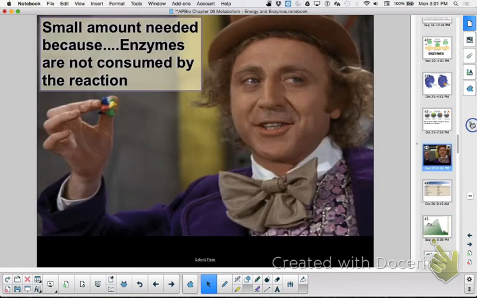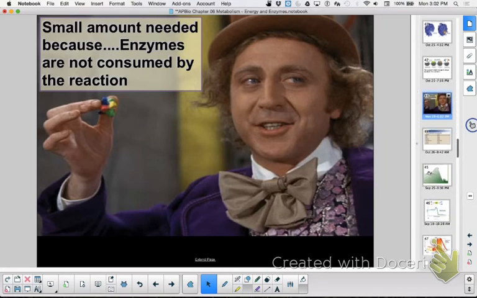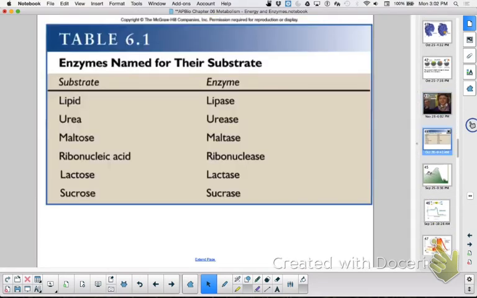We said you only need a little bit of enzyme because it's not consumed by the reaction. Like glucose is consumed by cellular respiration. When it's glucose coming in, it's carbon dioxide and water coming out. It's consumed by the process. An enzyme that you use along the way is just going to be used and reused and reused. So you only need a small amount. And we talked about how enzymes are named after their substrate.